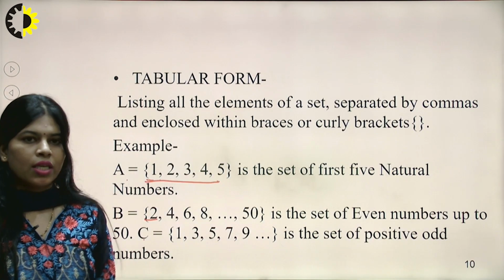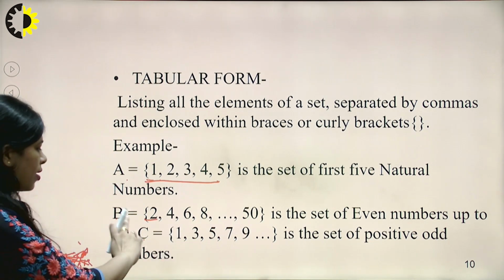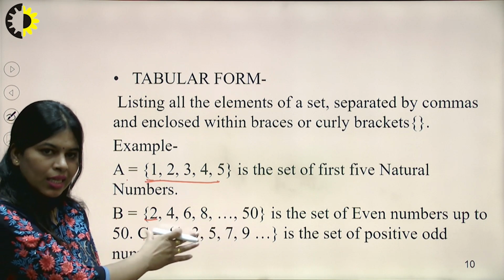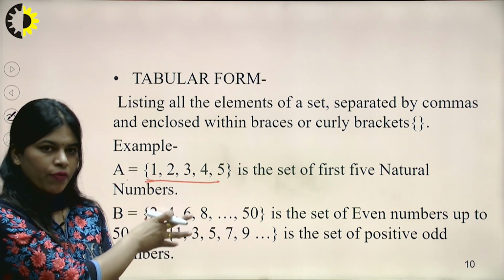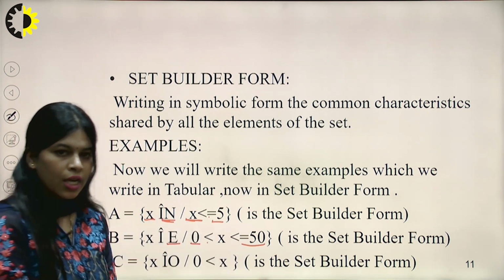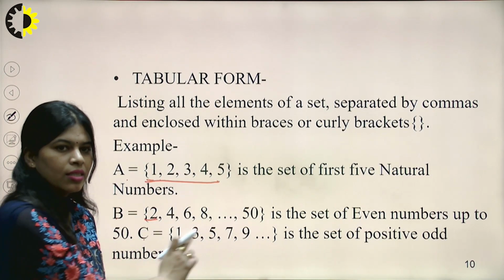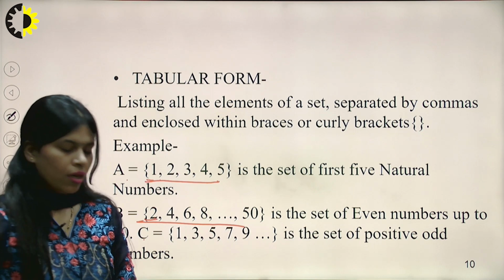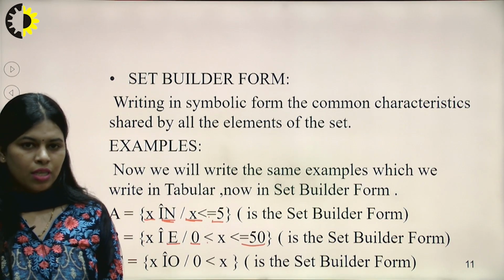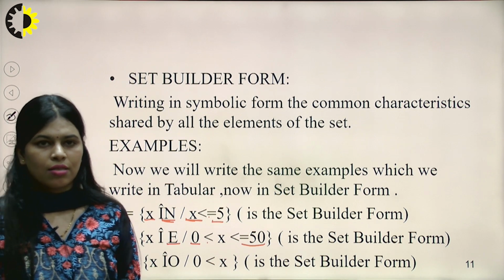As you saw in the tabular form, we started example B with 2, 4, 6, 8 up to 50. So we see the direct representation of a set there, but in set builder form we see the property which the set consists of. Okay, now we may take the same approach for example C, you may calculate and answer the question.